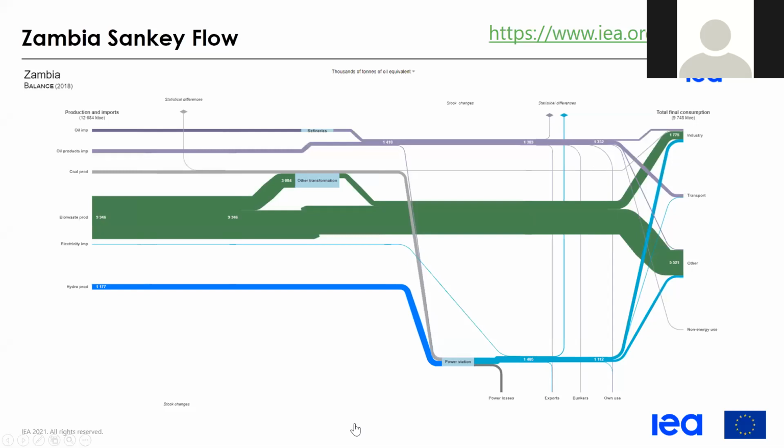And then if you look at the final consumption on the right, you can see that most of these biofuels are consumed in other sector, which is residential and services. And then some of it also goes into industry. And most of the oil goes into transport and a bit into industry.